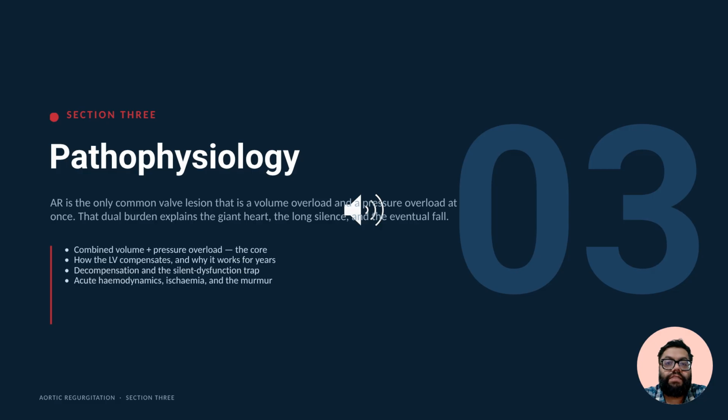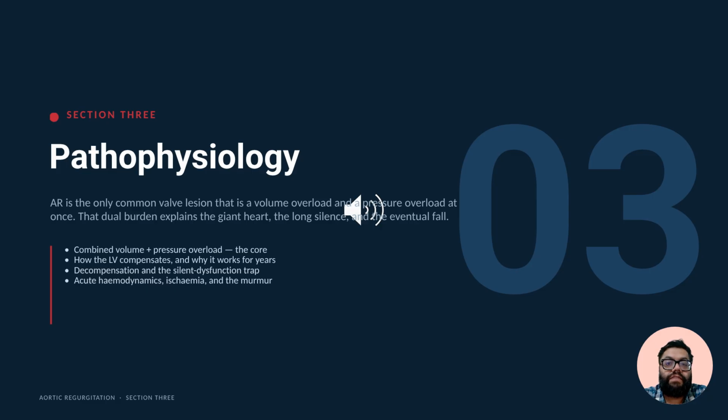Aortic regurgitation is special among valve lesions because it imposes two burdens on the ventricle at the same time. A volume overload because all the leaked blood must be pumped again, and a pressure overload because that large stroke volume drives a high systolic pressure. That dual hit explains everything we will see clinically: the enormous heart, sometimes over a kilogram, the remarkable decade of silence while the ventricle compensates, and the eventual, often sudden, decline.